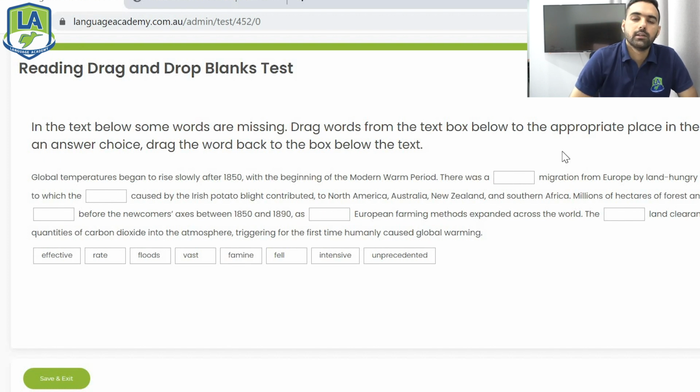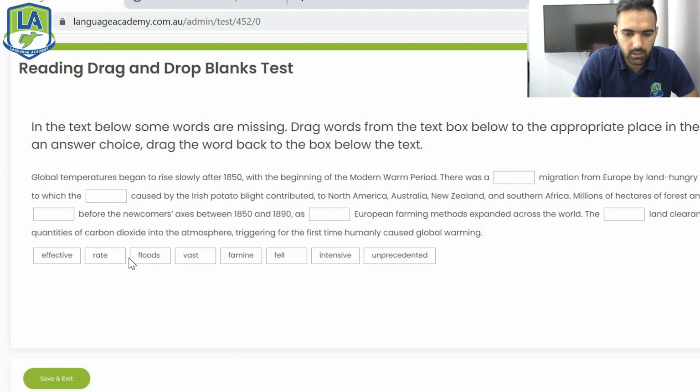For example, this is a dash TV. This is a beautiful TV. This is a dash process. This is a complicated process. This is a fast process. So we are going to use a word which will give us more information about migration, or the process. You can use unprecedented. You can use intensive. You won't use fell, famine. Vast can be the right answer.